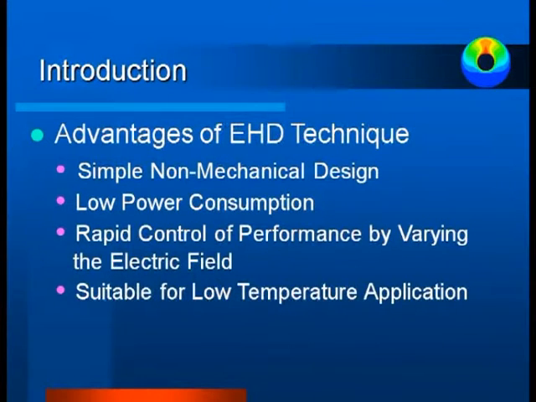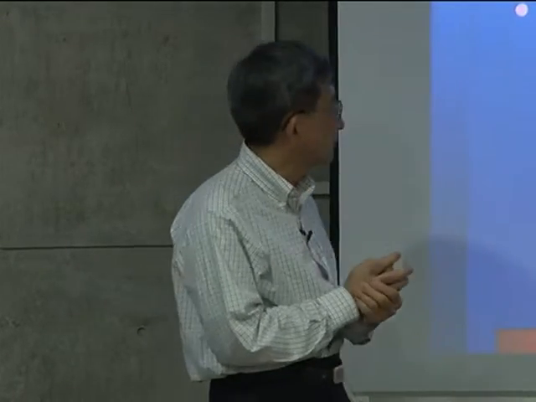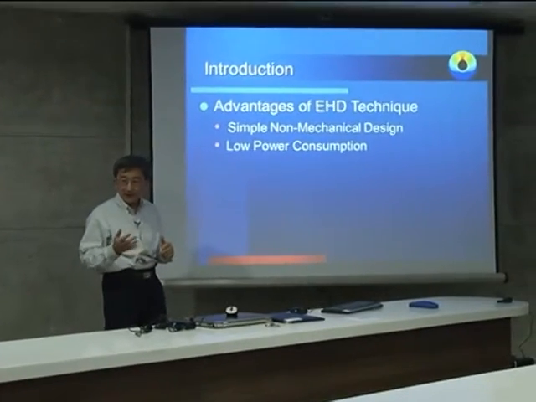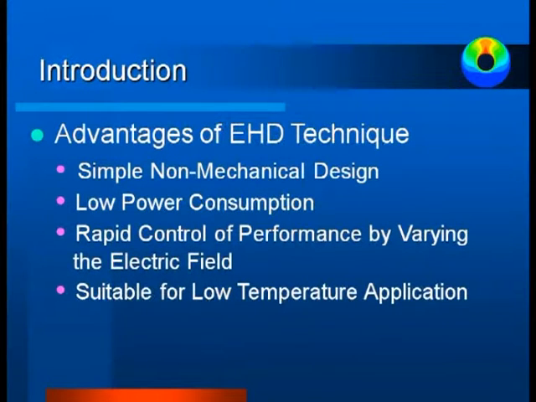All right, so what are the advantages of using this technique? As I mentioned, the first thing is it's very simple. It's not complicated, and there's no moving part. That's the most important thing. Another advantage is very low power consumption. We need a very high voltage to create this corona, but the current involved is very small. So the power, the voltage times the current, is very small, and usually we are looking at less than a watt for most applications.